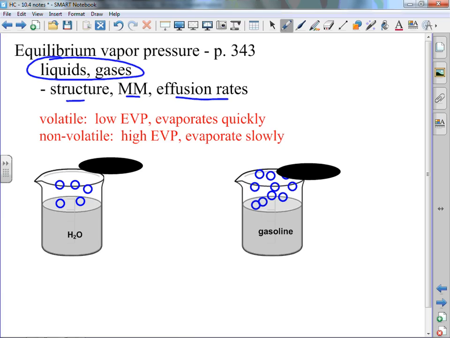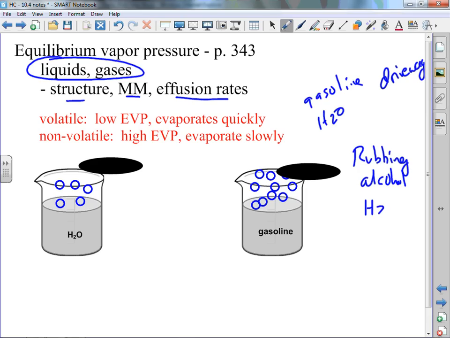Imagine that you pour some gasoline on the driveway, and then you pour some water on the driveway. You're going to see that gasoline evaporate a lot quicker. In your house, you could do something like rubbing alcohol and water. If you pour that out on your table, the rubbing alcohol will evaporate a lot quicker. Sometimes you may notice, if you put rubbing alcohol on your skin, or clean something, it feels like your skin is drying out. It's because it's evaporating very quickly.